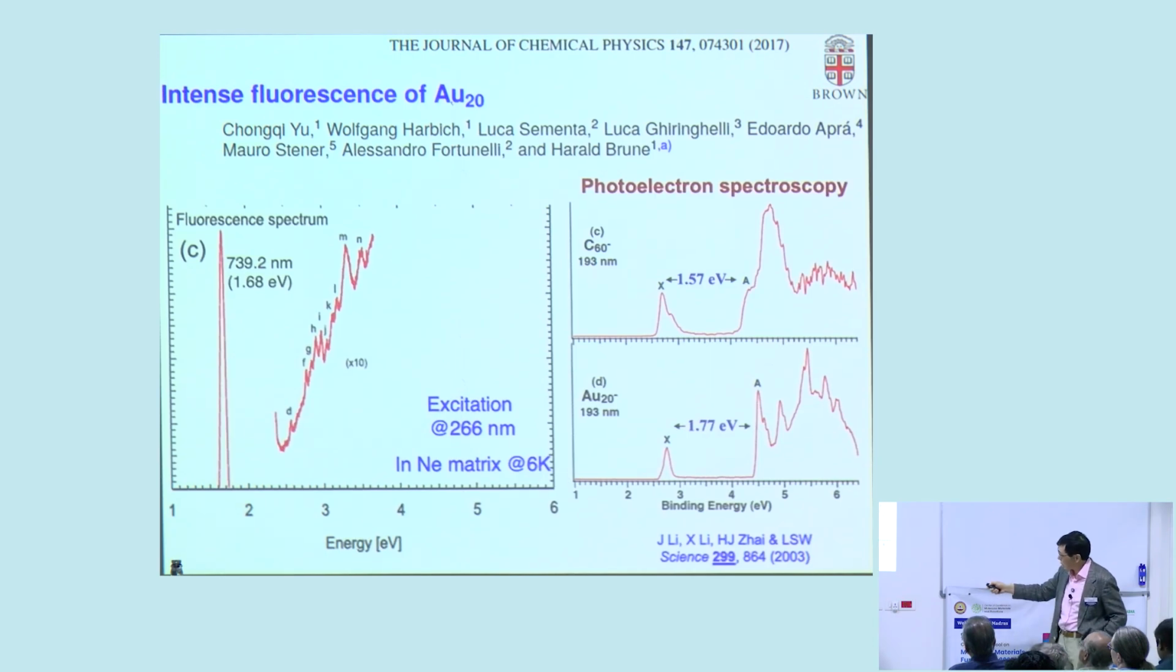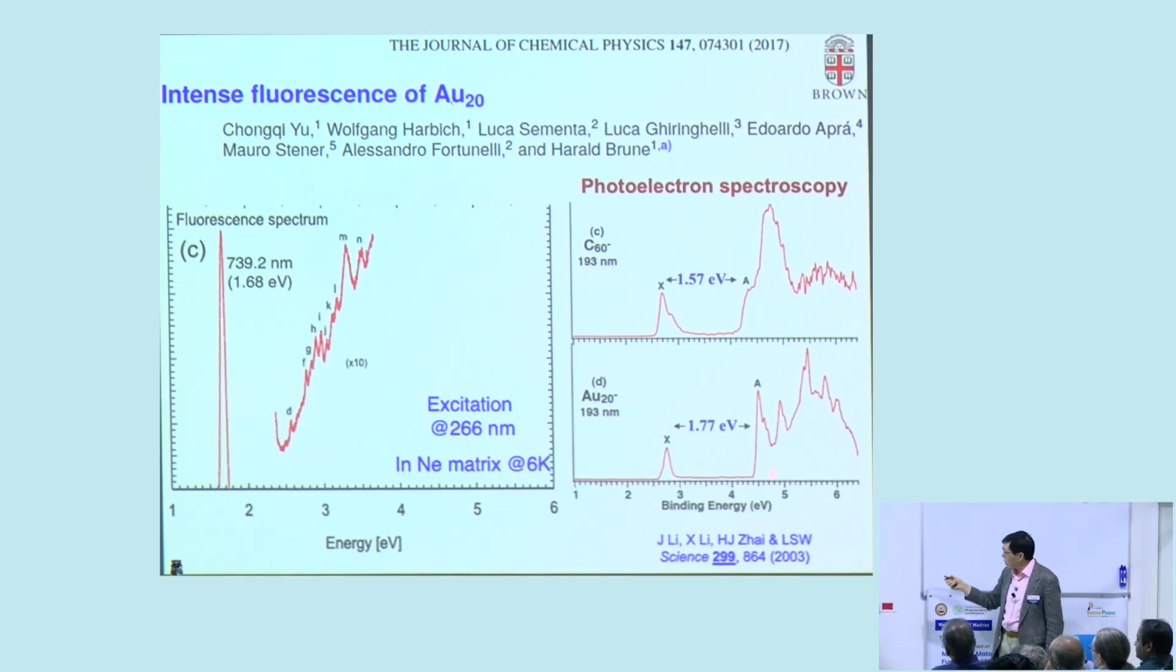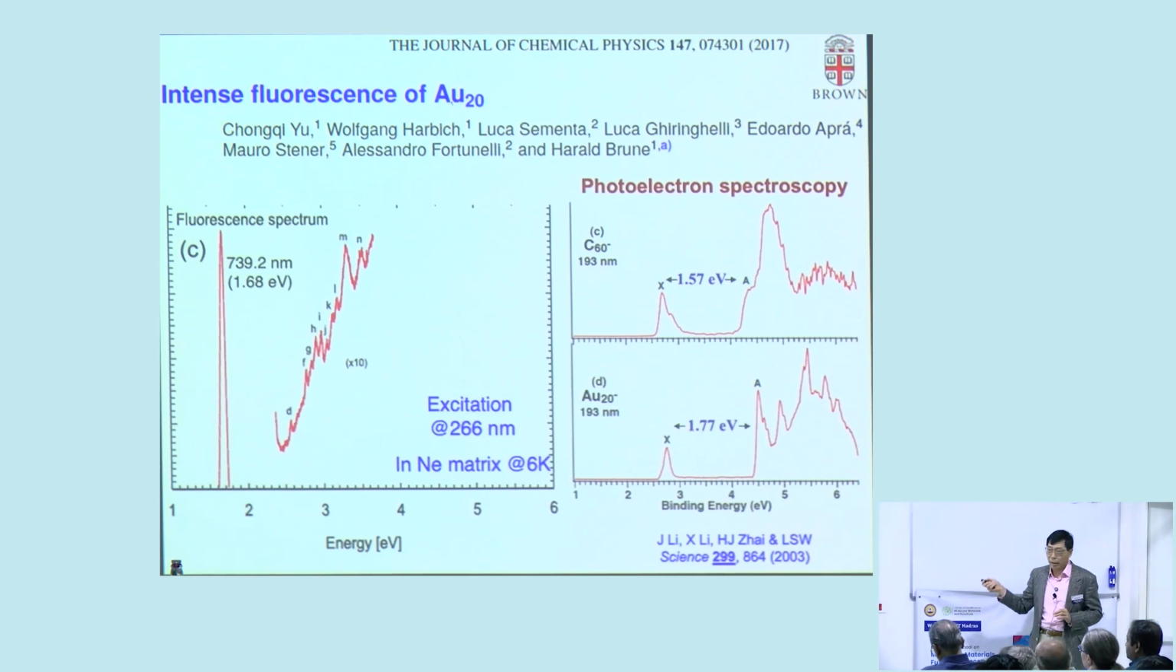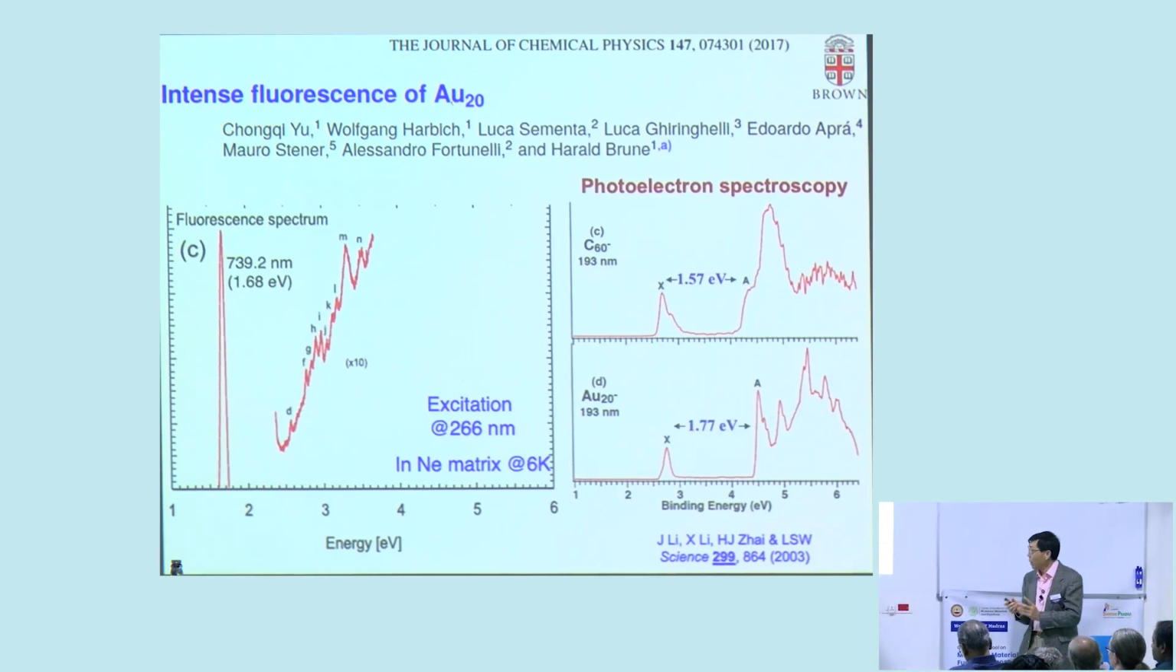In fluorescence spectroscopy, you excite the electron to the S1, the lowest excited state, then it comes back, and that should correspond exactly to this energy gap. You look at this, the photoelectron spectrum of carbon-60. You look at the energy gap of gold 20, it is even higher than C60. That means gold 20 is an extremely stable system electronically.